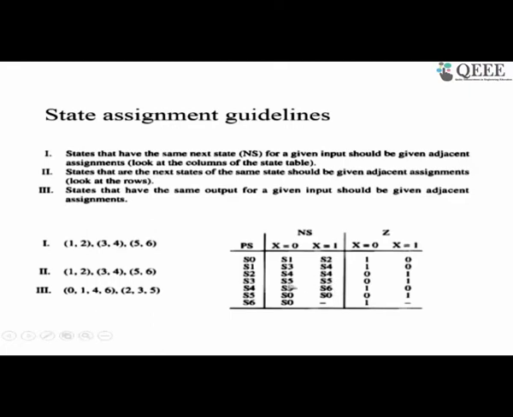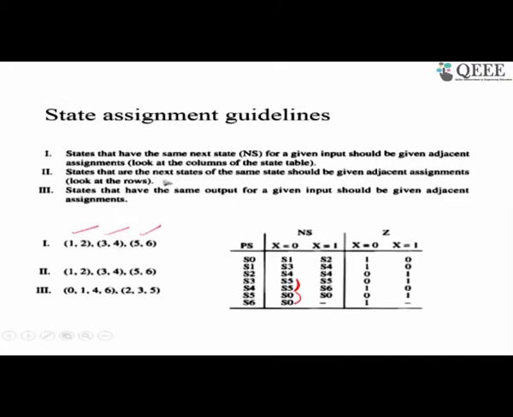Similarly, if you look at it here, these two are the same, which means that S3 and S4 are 2 states which lead to the same next state S5 for a given input 0. So 3 and 4 should be adjacent. That is what the next one indicates. Similarly, 5 and 6 are 2 states that lead to the same next state S0 for the given input, so they have to be adjacent. That is the first guideline.